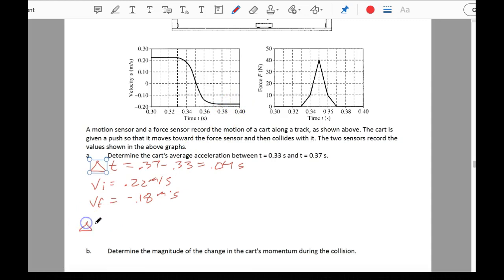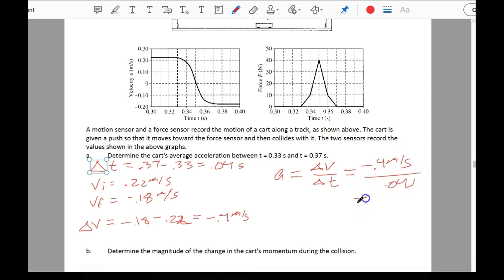Now that they've done that, we can do our change in velocity. So that is the final, which is negative 0.18 meters per second minus 0.22 meters per second, and that gives us negative 0.4 meters per second. So notice you're actually adding the two together because you're going to get a big change here. Now that we've done that, we can go ahead and find the acceleration. So the acceleration here is equal to change in velocity all over the change in time. So that's going to be equal to negative 0.4 meters per second, and we're going to divide that by 0.04 seconds. And you get negative 10 meters per second squared.